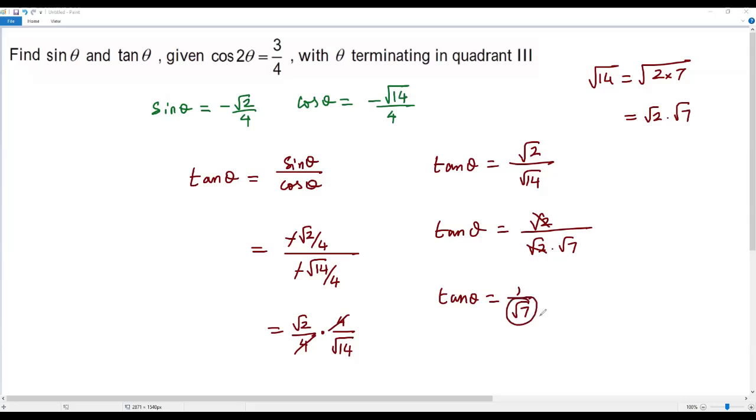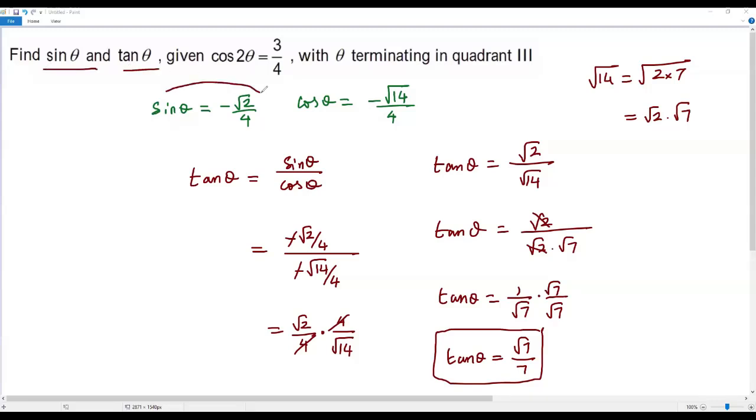But here the denominator is an irrational number. To rationalize this denominator, I have to multiply both numerator and denominator by square root of 7. So tangent theta is equal to 1 times square root of 7, which is just square root of 7. Square root of 7 times square root of 7 is just 7. I got the value of tangent theta, that is square root of 7 over 7. So we have to find the values of sine theta and tangent theta. Already we got the value of sine theta, that is negative square root of 2 over 4, and the value of tangent theta equals square root of 7 over 7.